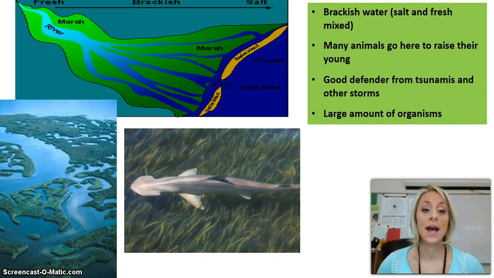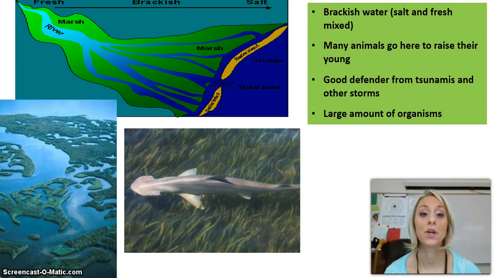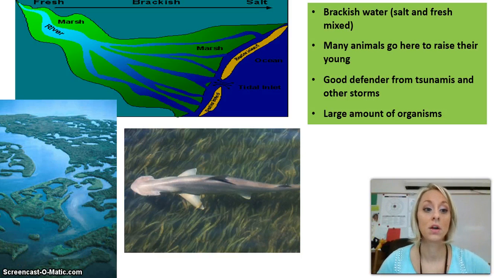And last, an estuary. An estuary is an area of water where salt and fresh water meet. Here in Florida, that would be where the mangroves are. Estuaries are important for living organisms. A lot of animals will come here to give birth and to raise their young, because it's full of nutrients, full of organisms, and it's quiet, not a very strong current.